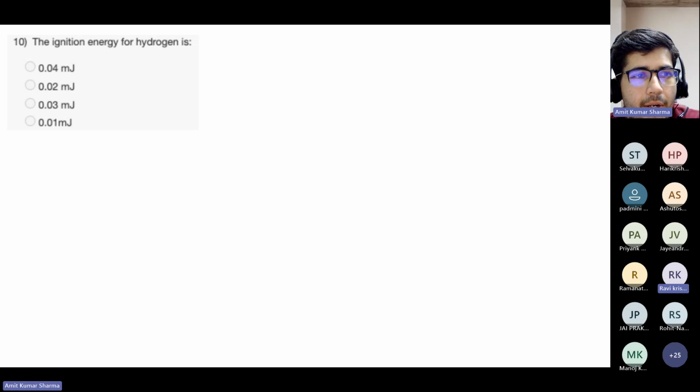The ignition energy for hydrogen is... 0.04? Anybody? 0.02. Yes, the correct answer is 0.02.